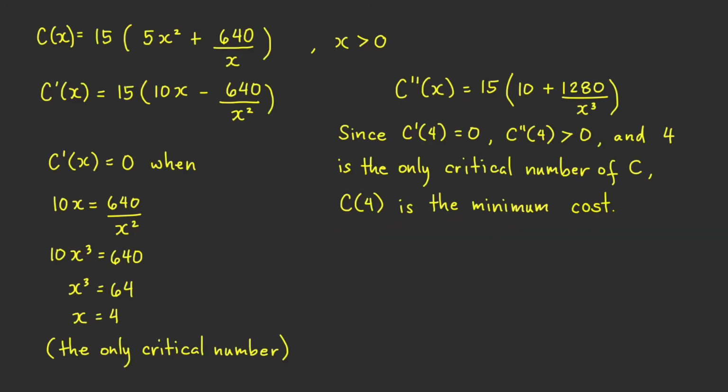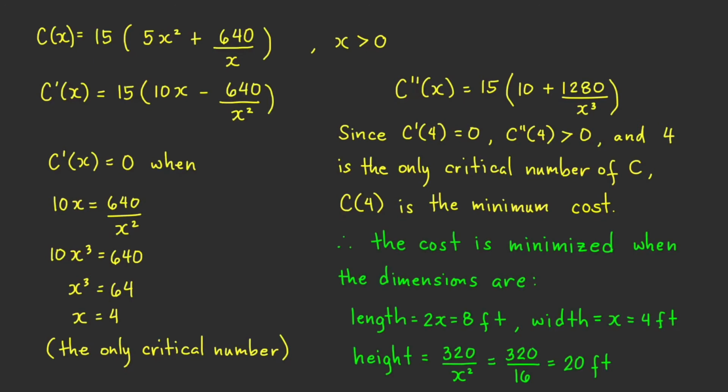So our answer to this problem, since we're looking for the dimensions that minimize the cost, so the dimensions that minimize the cost are our length, which is equal to 2x, so that is equal to 2 times 4, so 8 feet, and then our width, which is actually x, that is equal to 4 feet, and our height, which is 320 over x squared, is equal to 20 feet. If you're looking for the minimum cost, then you just plug in this x value into your function to get the minimum cost.